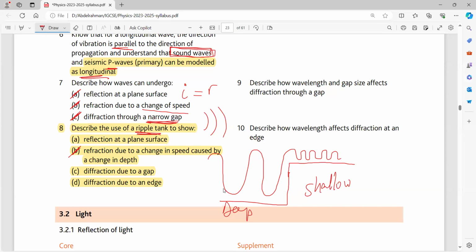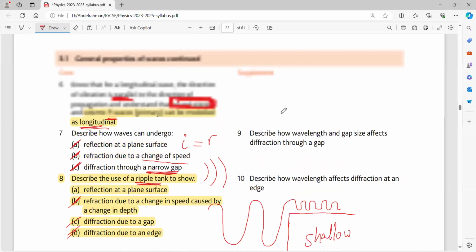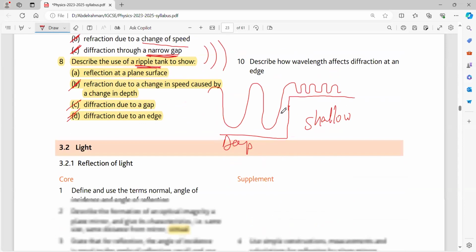Okay, and vice versa with the sound waves. It's the fastest in the solids, but the slowest in the air. Again, we had the diffraction due to a gap and the diffraction due to an edge. What's the diffraction due to an edge? I can draw it over here, for example.